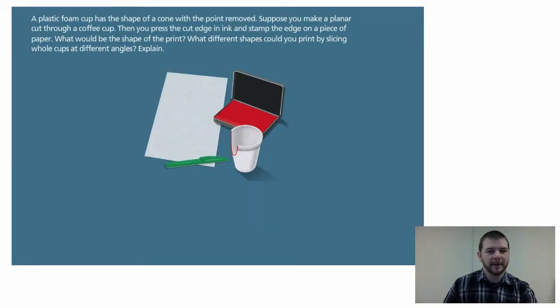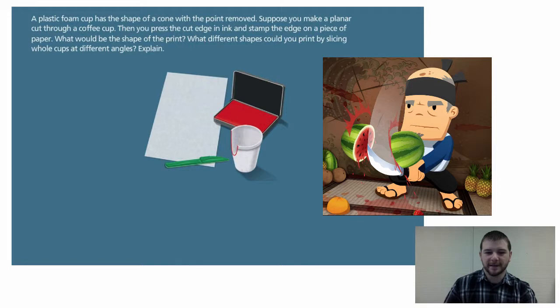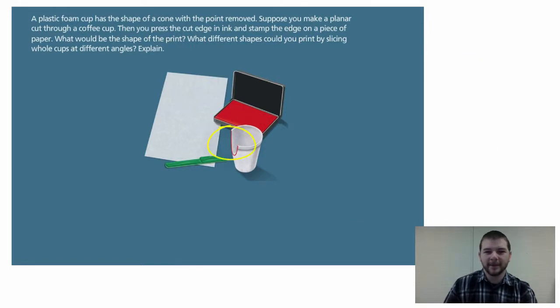Consider this. A plastic foam cup has the shape of a cone with the point removed. Suppose you make a planar cut through a coffee cup. So that means a straight slice. Imagine, if you will, a ninja slicing the cup. Then you press the cut edge in ink and stamp the edge on a piece of paper. What would be the shape of the print? What different shapes could you print by slicing whole cups at different angles? Explain.